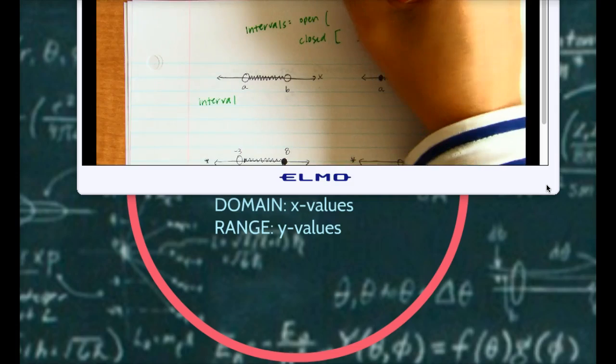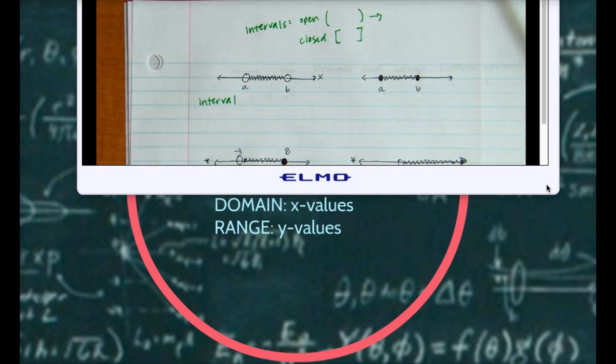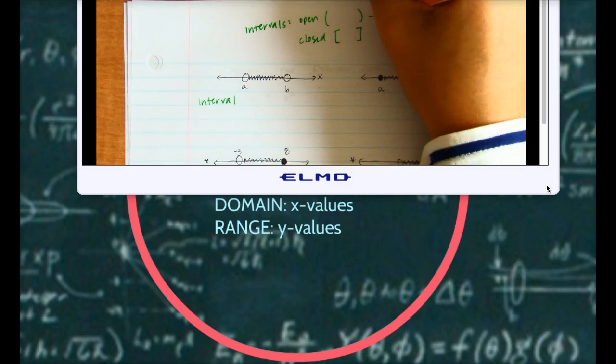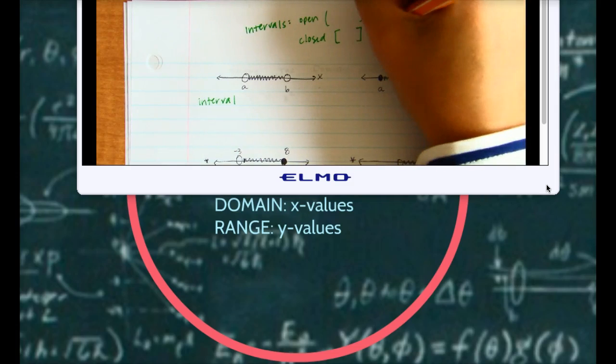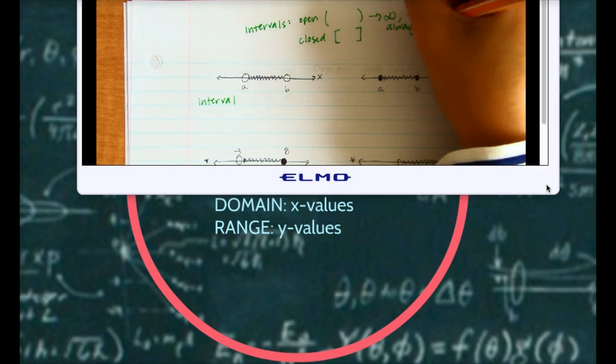When I'm talking about infinity or negative infinity, I always have to use open parentheses. So open infinity and negative infinity are always open.